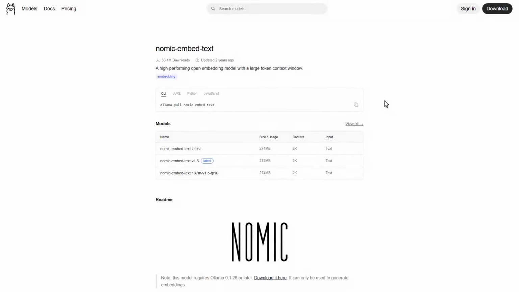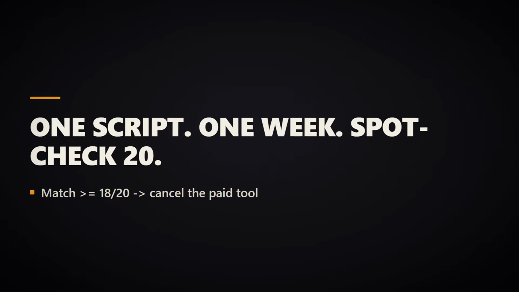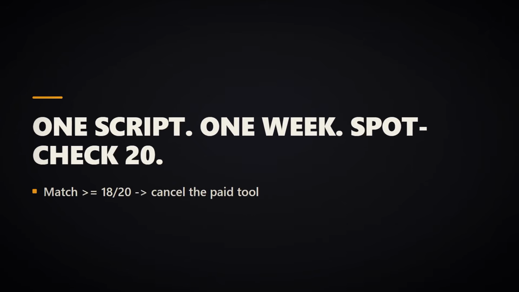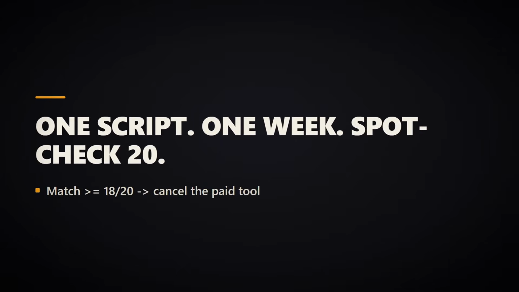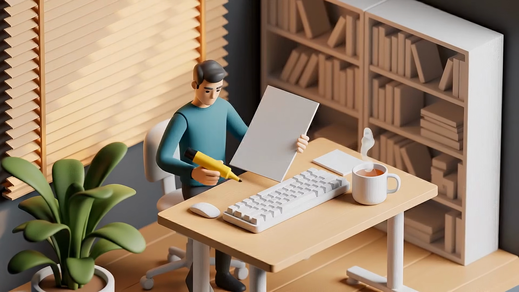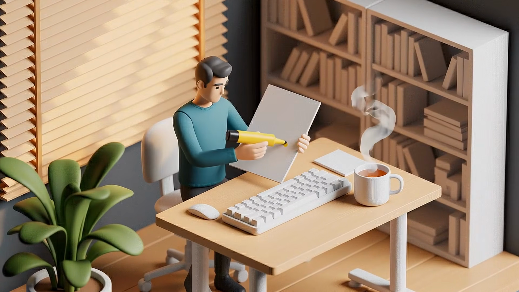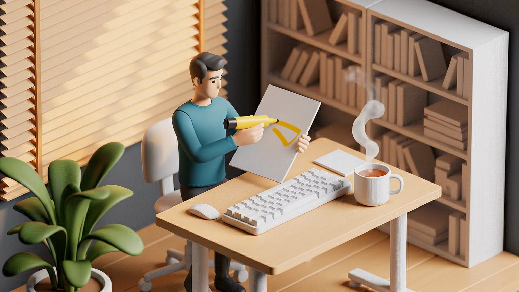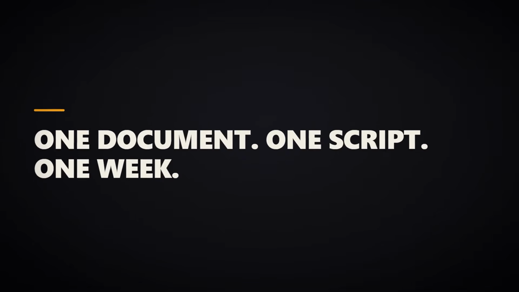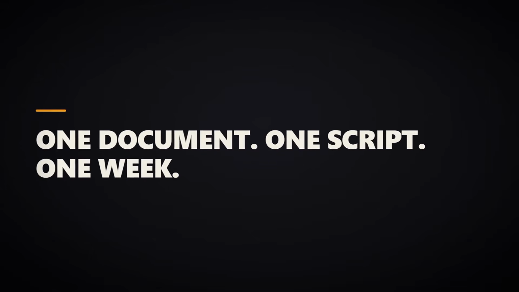Run the paid tool in parallel for a week, spot check 20 outputs, and if the local model matches, cancel the paid tool. If 2 out of 20 differ, retrain your check script and run another week. Not rocket science, you are comparing text output against text output. Do not let the dev team gold plate it. 1 document, 1 script, 1 week.